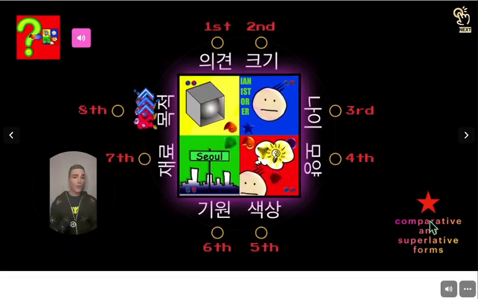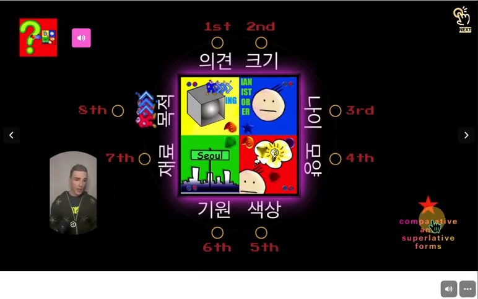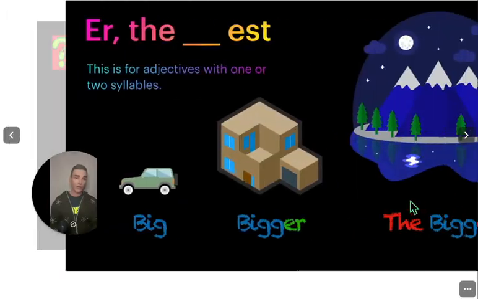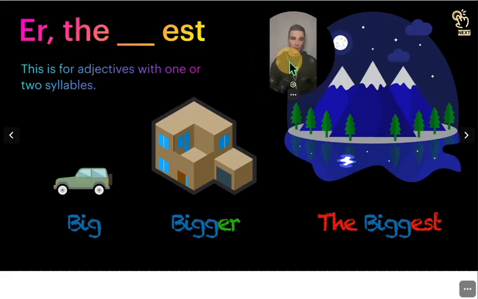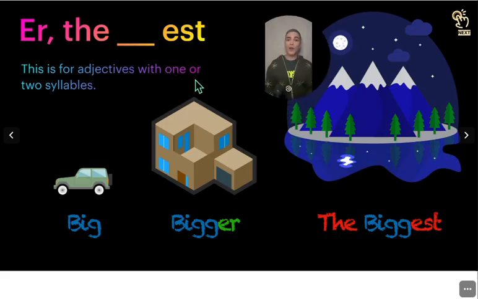We also have comparative and superlative adjective forms. Let's look at those. So for adjectives with one or two syllables, we just add the er, or est. So big, bigger, the biggest. Fast, faster, the fastest. Small, smaller, the smallest. Funny, funnier, the funniest. One or two syllable adjectives follow this pattern.